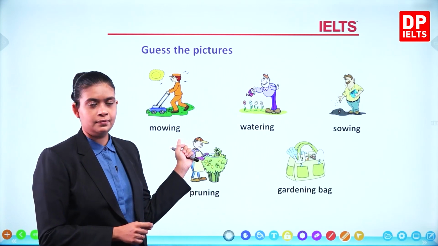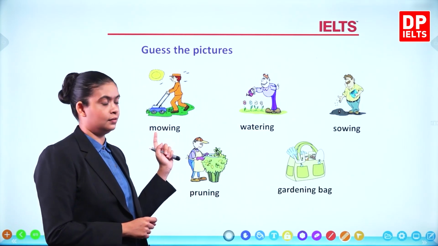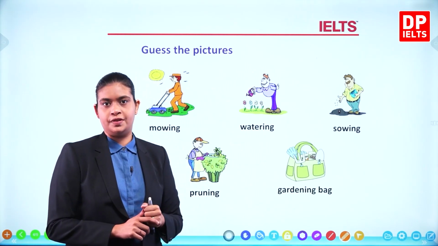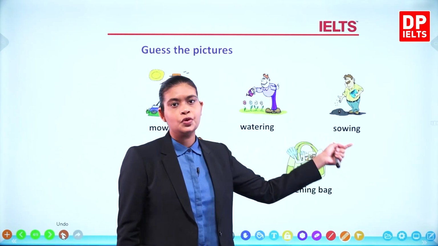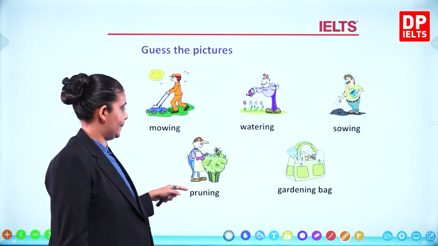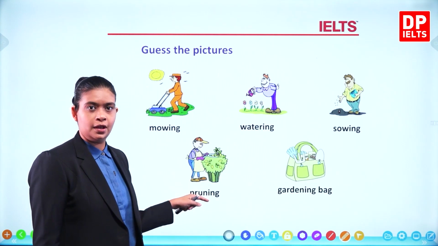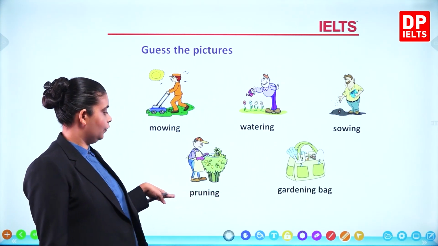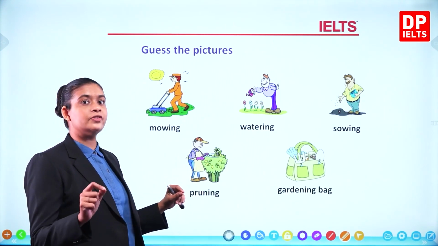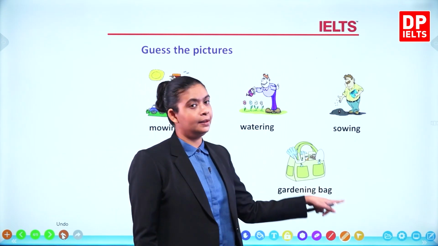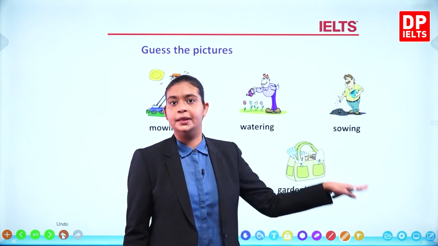Mowing. Watering. Sowing. Pruning, pruning. It's not prunning, okay? Though you write it like this, you pronounce it as pruning. Gardening bag, gardening bag.